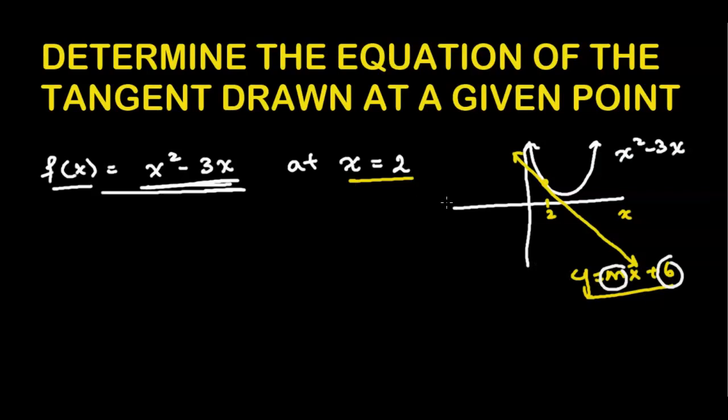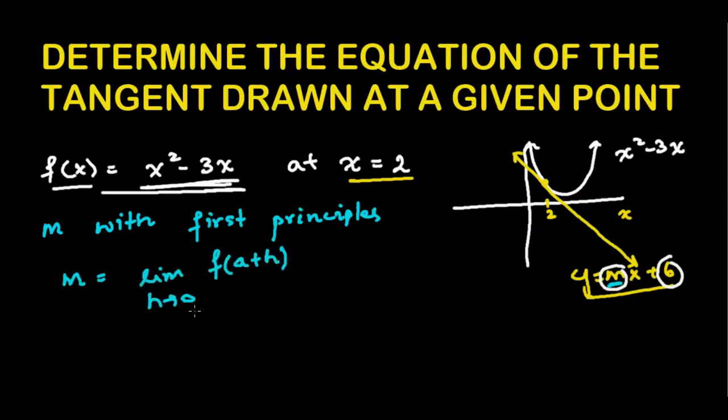The first step towards solving this is to find the slope m, and the process we will be using here is to find m with the help of the first principles method, or that is also called finding m with the formula called difference quotient. Difference quotient looks like limit h approaches 0, f of a plus h minus f of a, the whole thing divided by h.